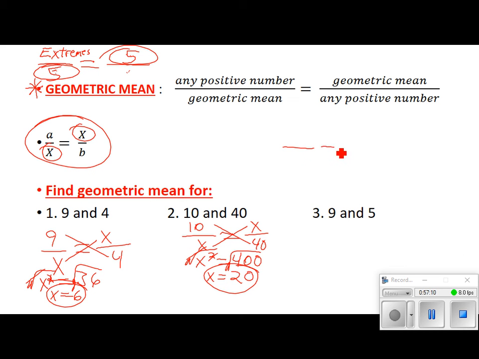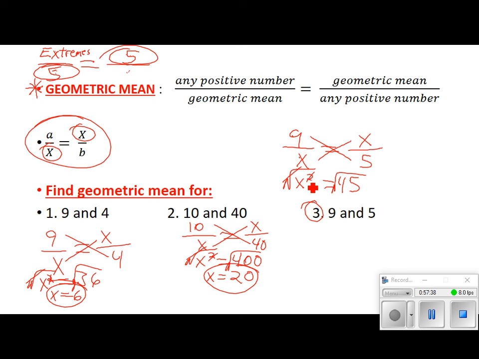Next one. If I do this one, what goes right here? 9. What goes here? Yeah, that's the number, X. What goes here? 5. Oh, my bad, 5. We cross multiply, we get 45 that way. X squared. What do we get that way? 45. Now, when we take the square root, what's different about this one? It's a decimal. And I don't want a decimal.